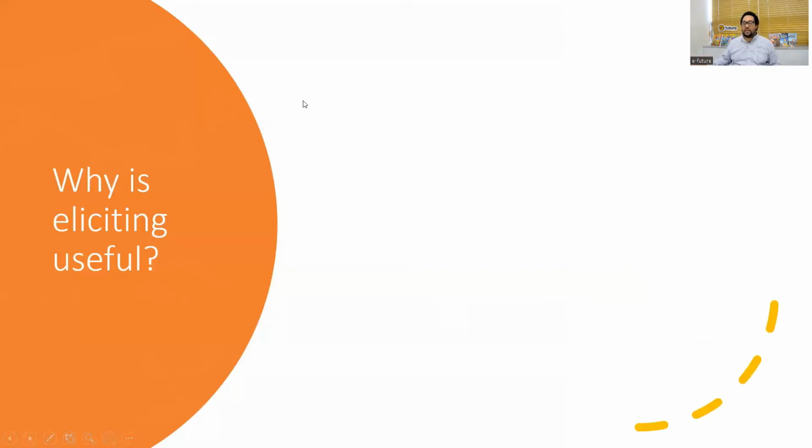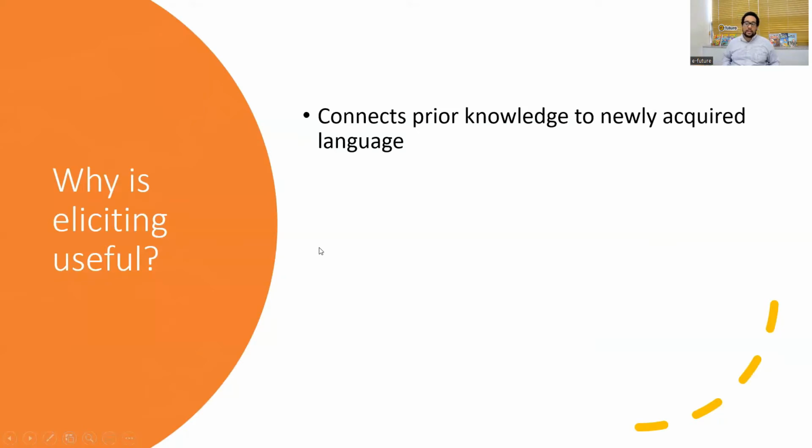Now, why do you think eliciting is useful? Based on what I told you, what possible reasons should you elicit? Gathering ideas is a very good answer. I think that was from earlier, but yeah, gathering ideas is a great reason to elicit. Like I mentioned, it connects prior knowledge to newly acquired language.